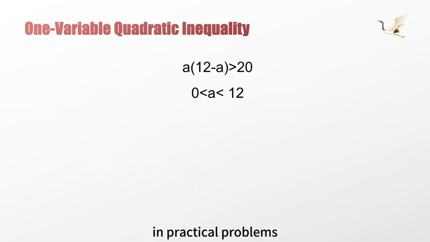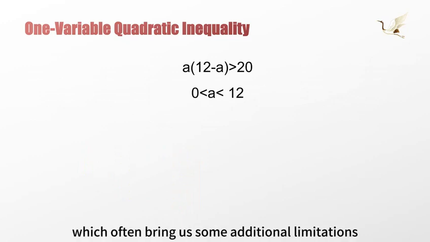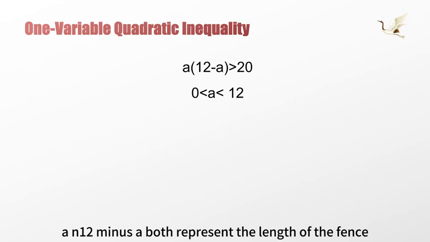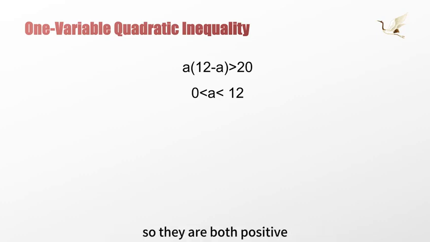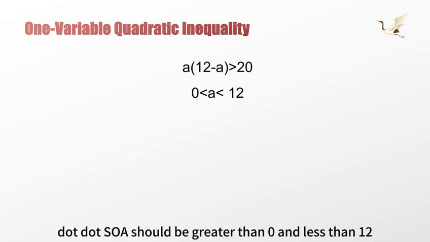In practical problems, we must pay attention to the practical significance of unknowns, which often bring us some additional limitations. Here, a and 12 minus a both represent the length of the fence, so they are both positive. So a should be greater than 0 and less than 12.